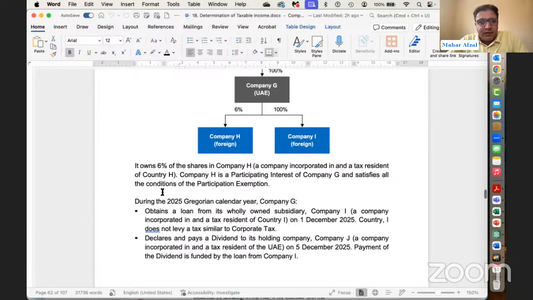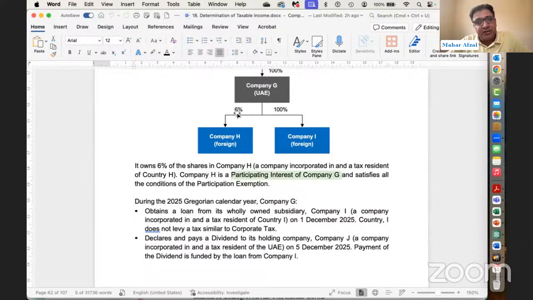A resident, incorporated, tax resident. Company H is the participating interest of company G. This is important. For H, 6% is being held, and we are assuming there are 4-5 conditions: 5% shareholding, uninterrupted period of 12 months, 9% tax in the relevant jurisdiction. All these conditions, we are assuming are being fulfilled. This is a participating interest, satisfying all the conditions.